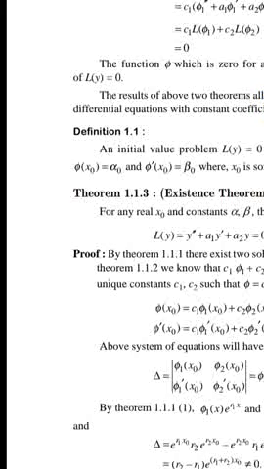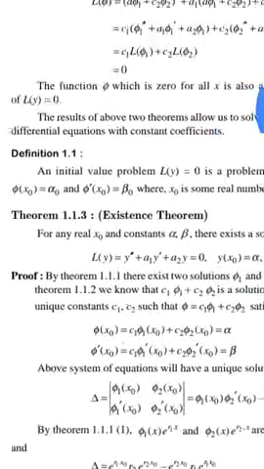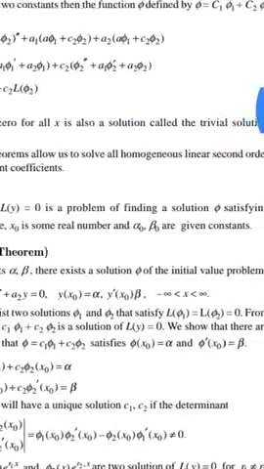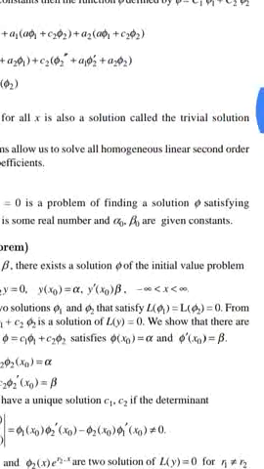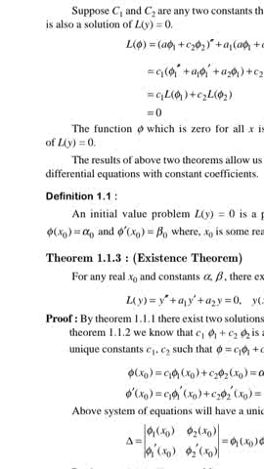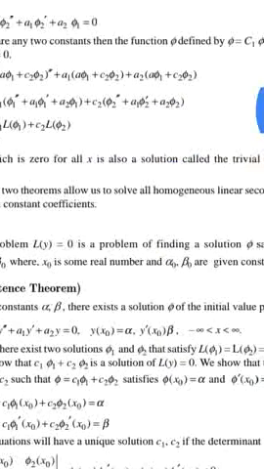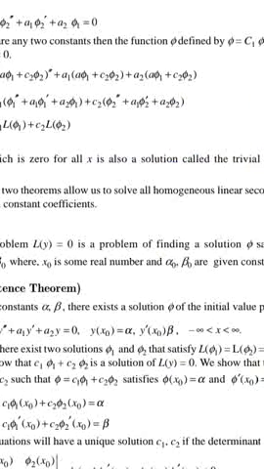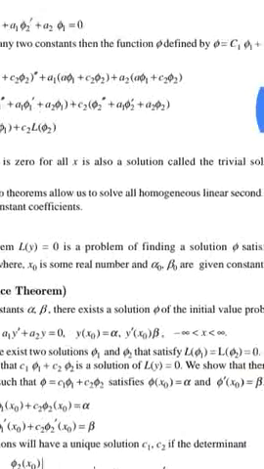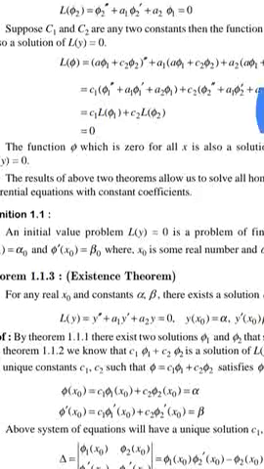Next definition. An initial value problem for L of y is equal to 0 is a problem of finding a solution phi satisfying phi of x naught is equal to alpha naught and phi dash of x naught is equal to beta naught, where x naught is some real number and alpha naught and beta naught are given constants.